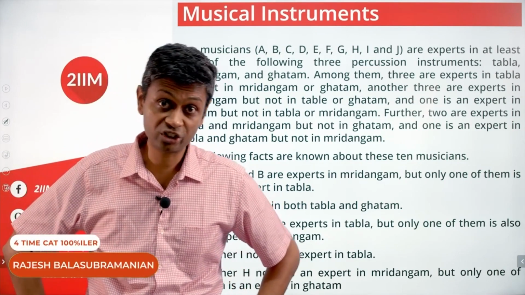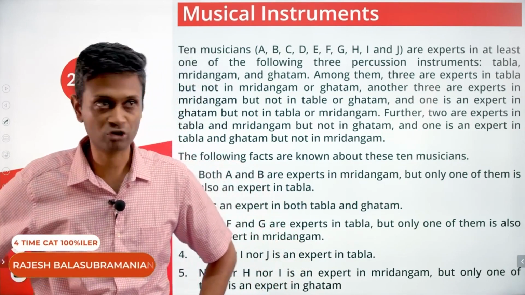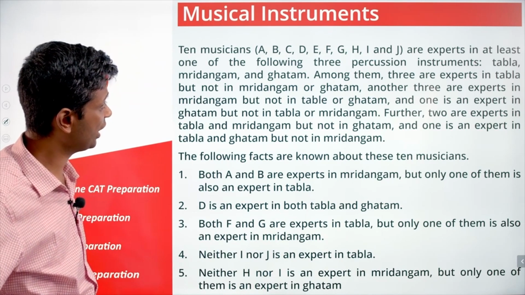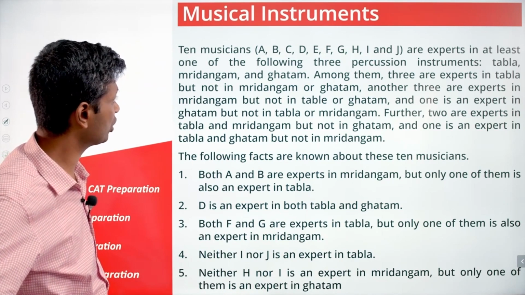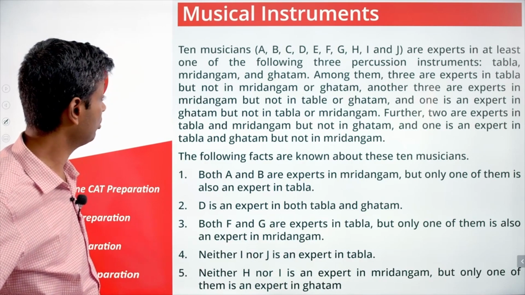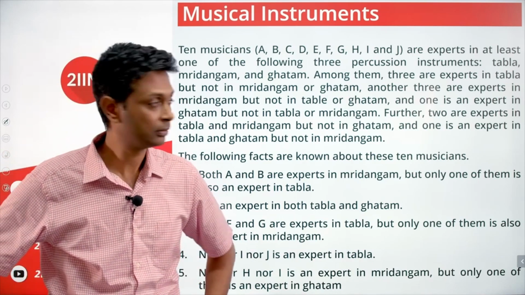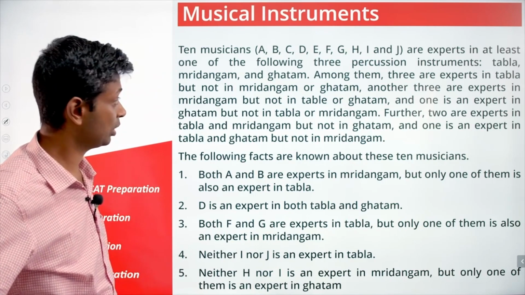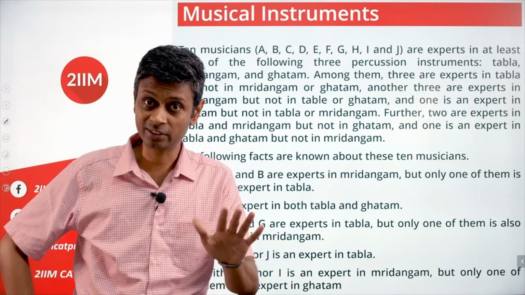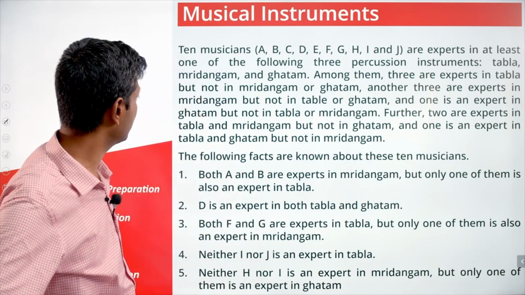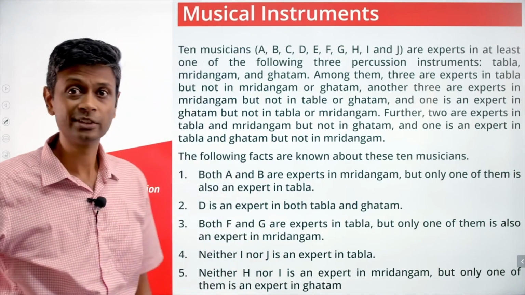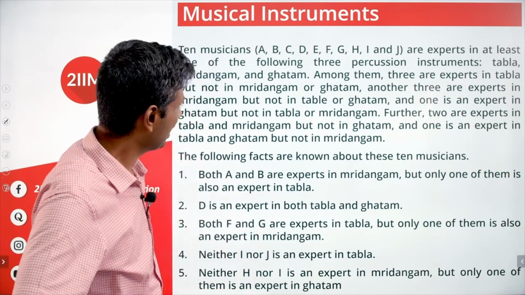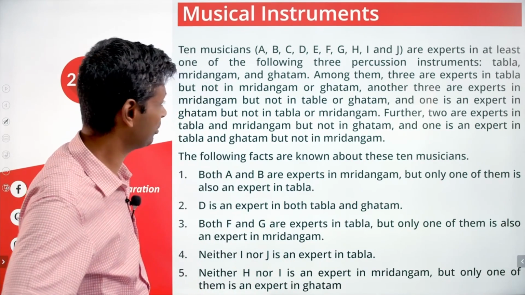This is also a very interesting set. Let's see if we can grab this and complete this off. Musical instruments. 10 musicians A, B, C, D, E, F, G, H, I, and J are experts in at least one of the following 3 percussion instruments: tabla, mridangam, and ghatam. Nice. Among them, 3 are experts in tabla but not in mridangam or ghatam. Lovely. Tabla only. I like this only things. Very easy. Another 3 are experts in mridangam but not in tabla or ghatam. 3 here, 3 here. They put 3 more in the third one, I'll be thrilled. And 1 is an expert in ghatam but not in tabla or mridangam.